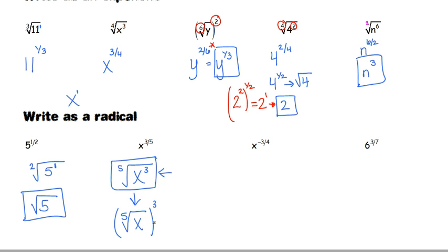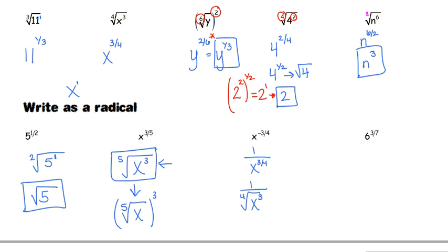Now we have x to the negative 3/4. We've known from previous videos that the negative exponent, not a negative coefficient, but a negative exponent, means we need to take the reciprocal of it to make it positive. You move it and you lose it. So now we have 1 over the 4th root of x cubed. If you remember, we cannot have radicals on the bottom. That's true for square roots, that's true for cube roots and 4th roots. So eventually we're going to learn how to rationalize this, but we'll come back to this. We're not going to do that today.